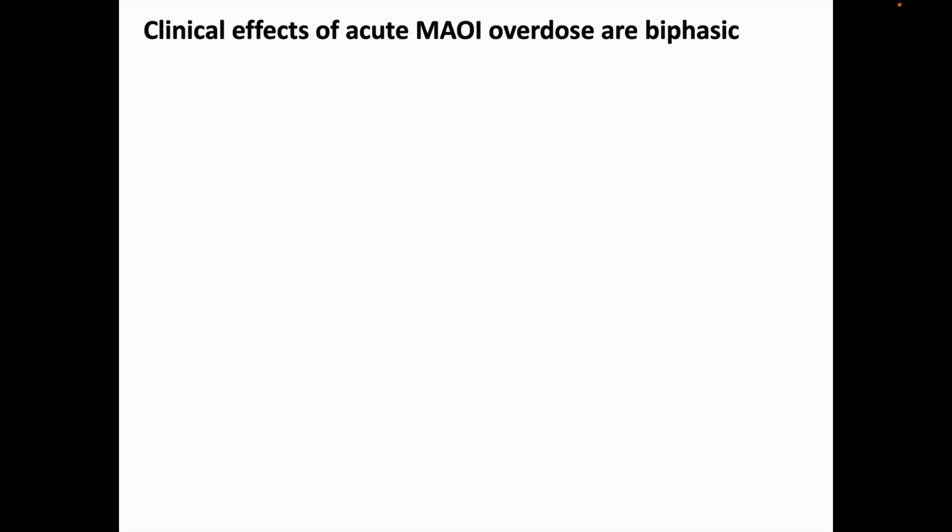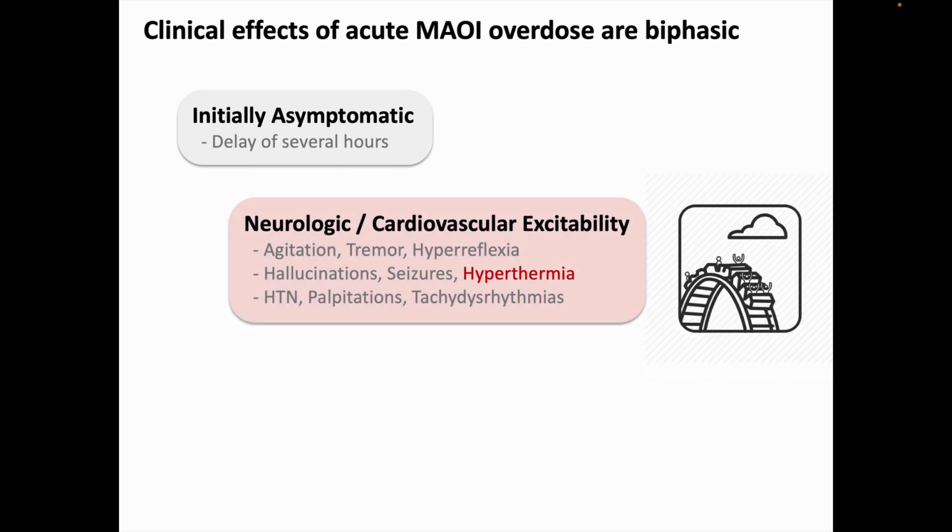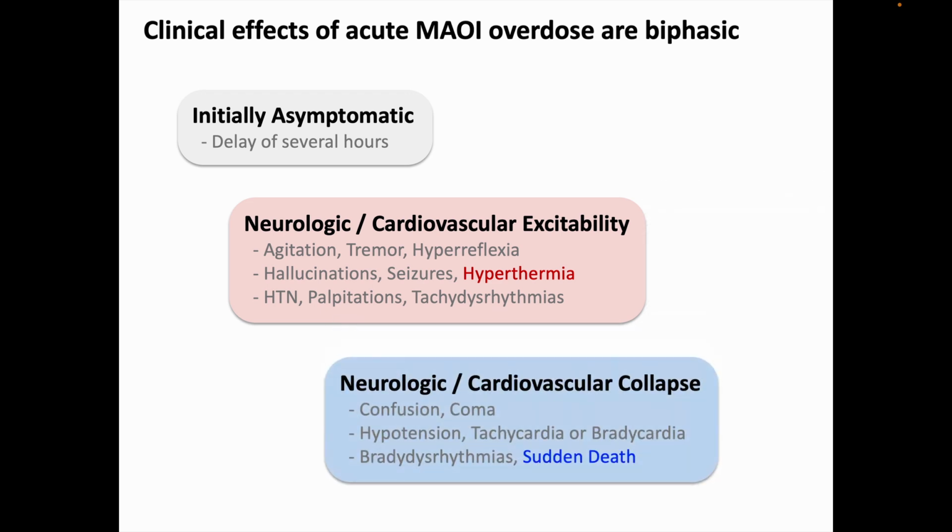With an acute overdose of MAOIs, a biphasic response is classically described. First, though, there is some latency where the patient can remain asymptomatic for several hours. Then there's the first phase of neurologic and cardiovascular hyperexcitability related to the surge in biogenic amines. The neurologic effects can include agitation, tremor, hyperreflexia, seizures, hyperthermia can develop, along with extreme hypertension and various tachydysrhythmias. Then the second phase of neurologic and cardiovascular collapse can follow, where the patient is now hypotensive with either tachycardia or bradycardia, more cardiac dysrhythmias, and there is a risk for sudden death, even with aggressive supportive care.